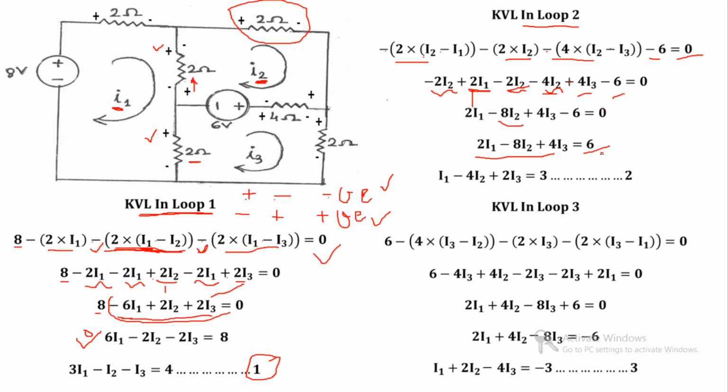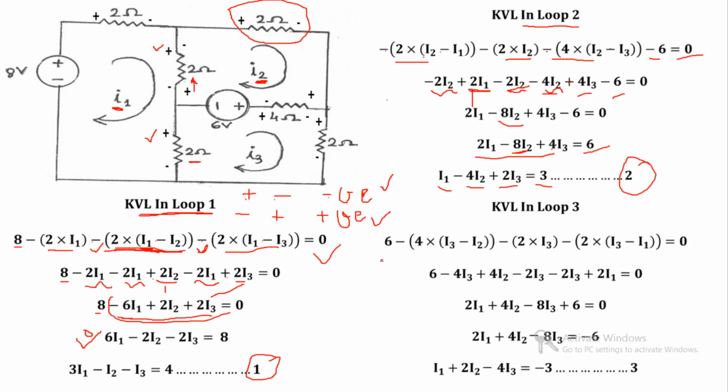Again take 2 as common, so this will become I1 only. Again we will take 2 common, so 8 by 2 is equal to 4 I2, 4 by 2 is equal to 2 I3 and 6 by 2 is equal to 3. So this is the equation number 2.